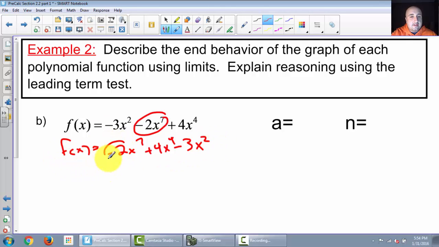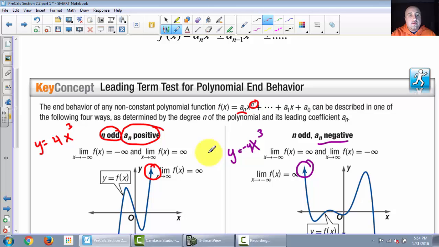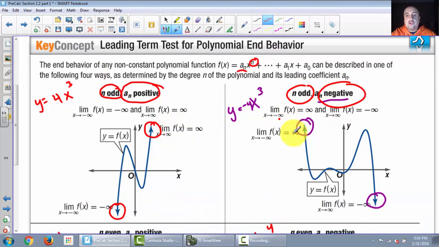So my a is -2, so that is negative. And my n is 7, so that is odd. Okay, so odd and negative. So my left side should go up and my right side should go down. So let's see.